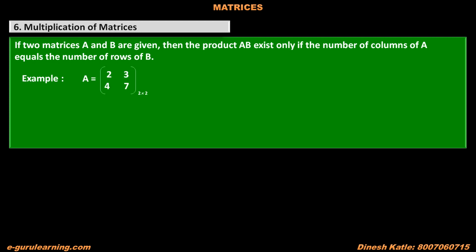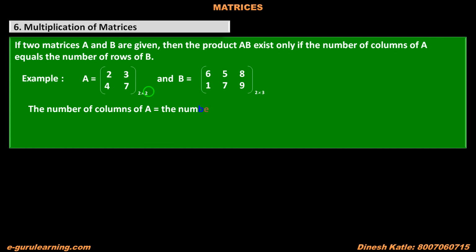Example, matrix A is equal to a matrix of order 2 having 4 elements 2, 3 in first row, 4, 7 in second row. And matrix B is equal to a matrix of order 2 into 3 having total 6 elements. In first row 6, 5, 8 and in second row 1, 7, 9. In this case, the number of columns of matrix A is 2 and number of rows of matrix B is also 2, means number of columns of A is equal to the number of rows of B. Therefore, product AB exists.